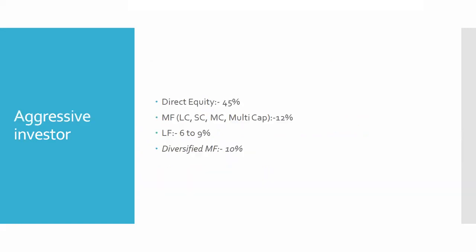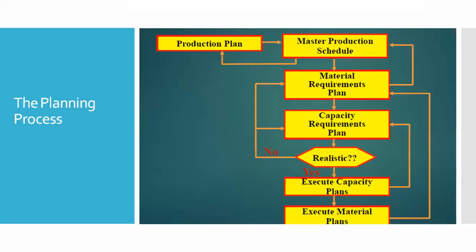Aggressive investors have direct equity of 45 percent. Mutual funds, that is large cap, small cap, mid cap, multi-cap, 12 percent. Liquid funds that is 6 to 9 percent, and diversified mid cap that will be 10 percent. Real estate, that is buying a car, 1 lakh in 5 years.